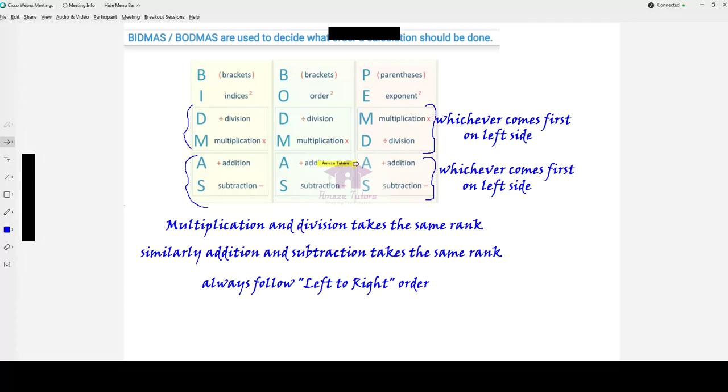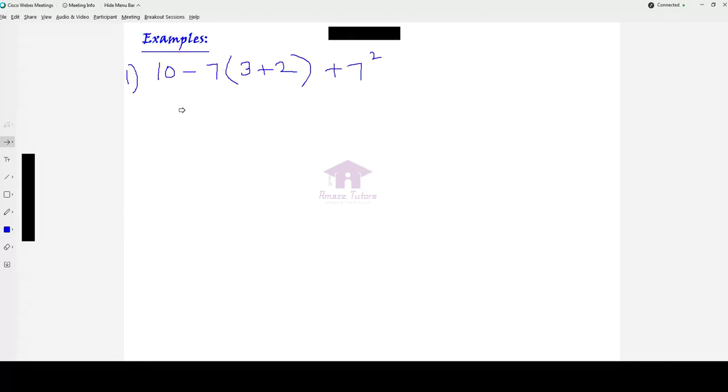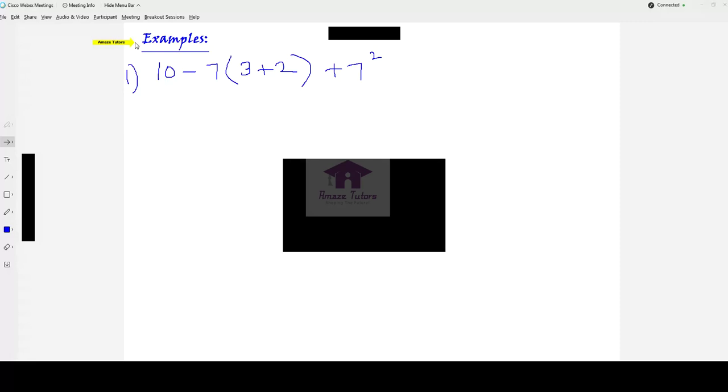Similarly, among addition and subtraction, whichever comes first on the left side, that is what we are going to finish first. So this is the rule. These are the order of operations. So this is how you will decide what order to be followed or calculation should be done. So I hope you understand. We will look at some examples. With more practice, you will understand the topic more clearly.